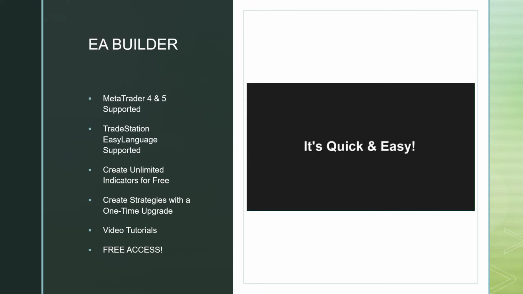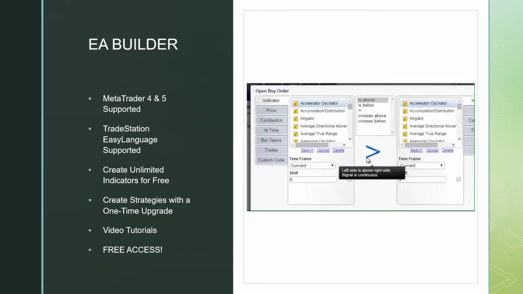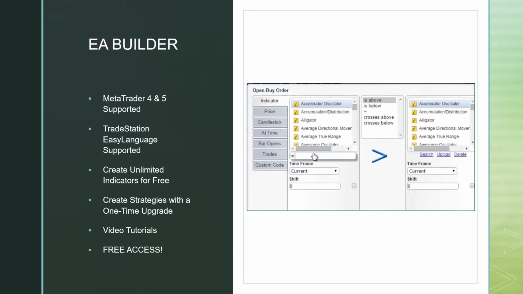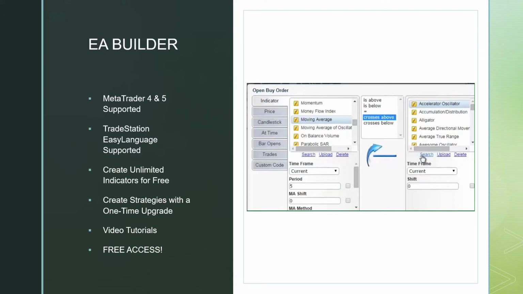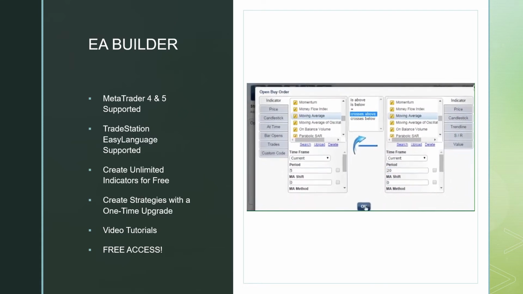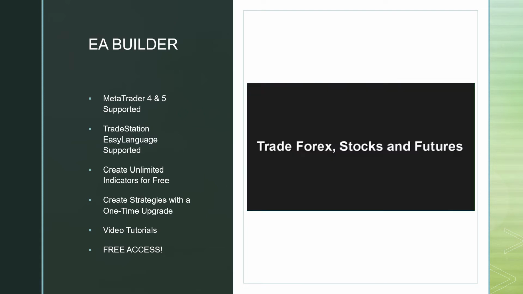It's quick and easy. The best thing about EA Builder is that the work is pretty much done in a few clicks. Turn your trading idea into an automated system within minutes, without hiring a programmer and without knowing anything about programming. Even professional programmers appreciate the benefits of creating indicators and strategies with a few short clicks.